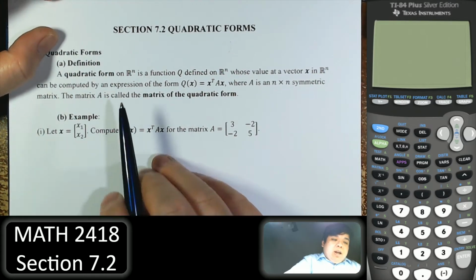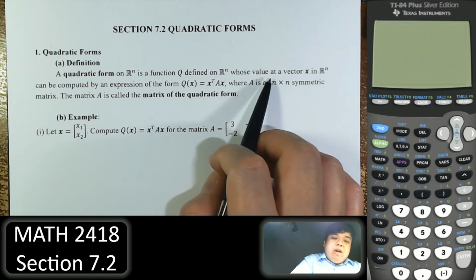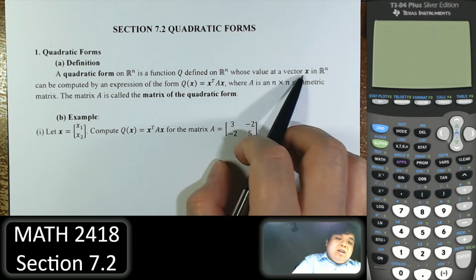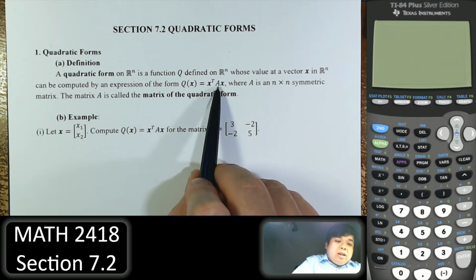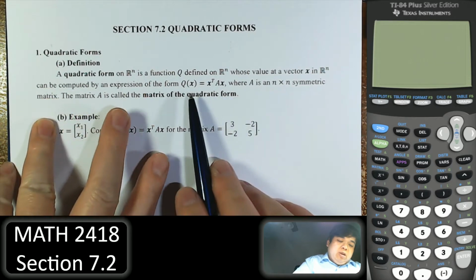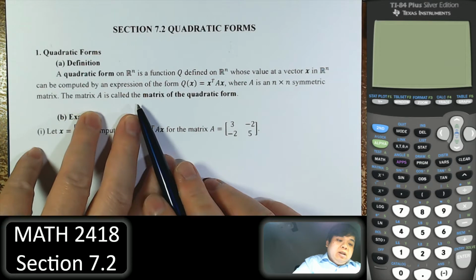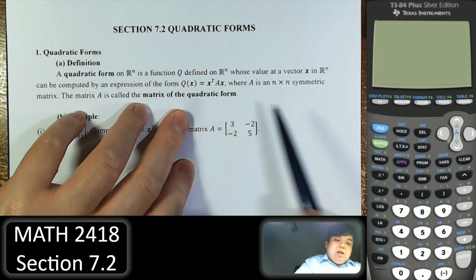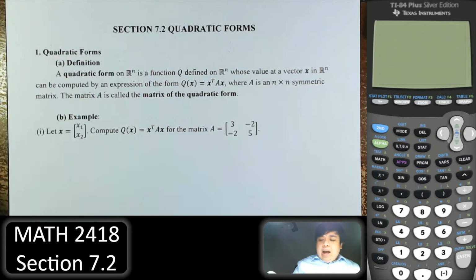A quadratic form on Rn is a function q defined on Rn whose value at a vector x in Rn can be computed as x transpose Ax, where A is an n by n symmetric matrix. In that case, A is called the matrix of the quadratic form, and this is called the quadratic form. So we have x transpose Ax.